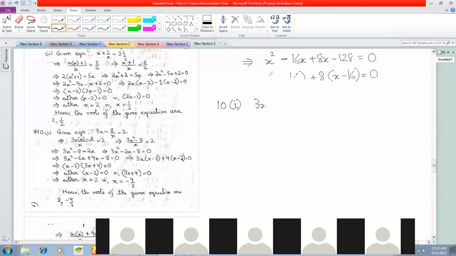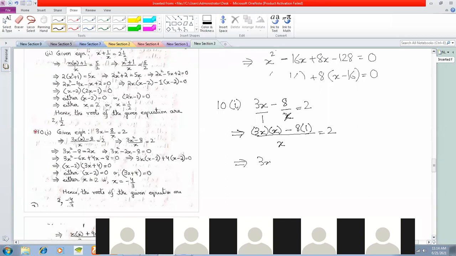Given equation is 3x minus 8 by x is equal to 2. Now we'd like to solve this quadratic equation. So what you do is you take the LCM. Here the denominator is 1 and here you have the denominator x. So LCM of these two is x. So x divided by 1 is x, and you get 3x into x here. Minus x divided by x is 1, so you get 8 into 1, right? Which is equal to 2.